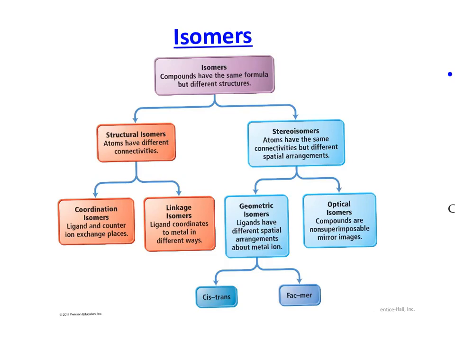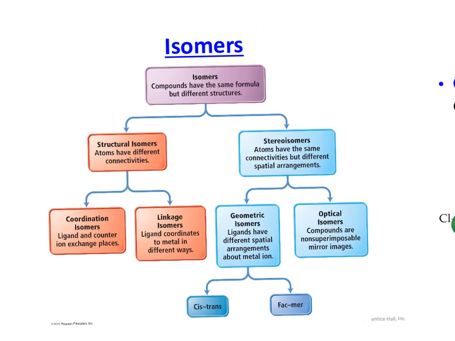In this lecture, we're continuing our lecture on isomers, and we're going to look specifically at geometric isomers. Geometric isomers are a type of stereoisomer. A stereoisomer, we see, the atoms have the same connectivities but different spatial arrangements. Again, our definition of isomers, you have the same chemical formula but different structures in some way.